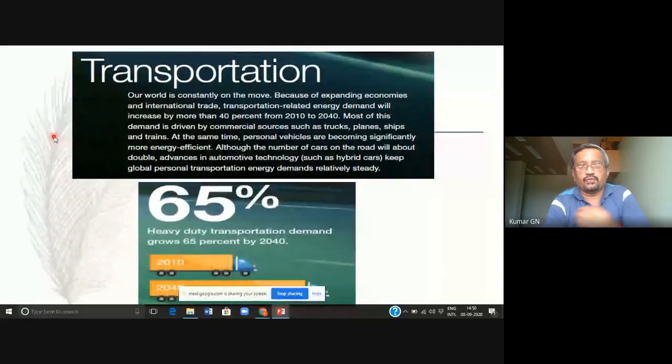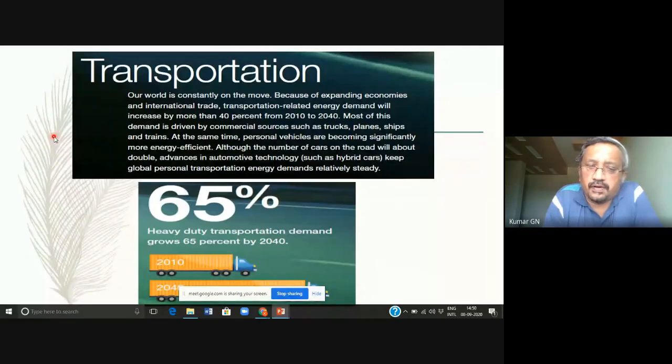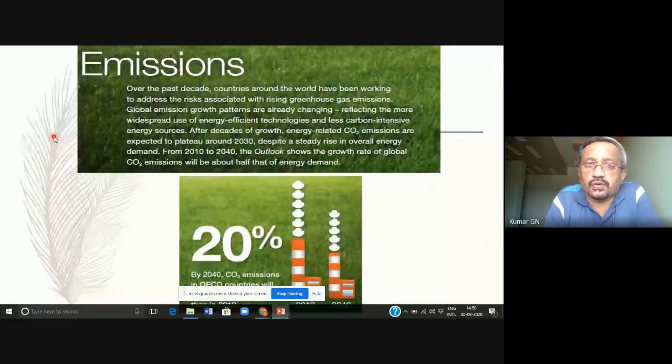So with respect to transportation, as I said, when population increases, transportation also increases. Maybe heavy duty transportation demand grows 60% by 2040, compared from 2010 to 2040. That is within 30 years, 60% heavy duty transportation will increase, or the vehicles will increase. When vehicles increase, the emission also increases.